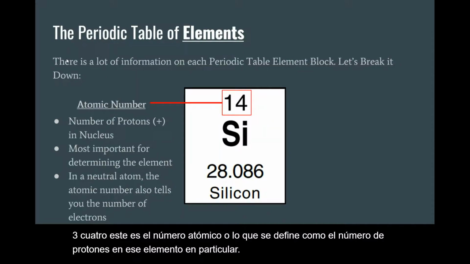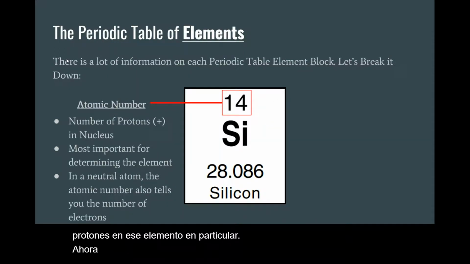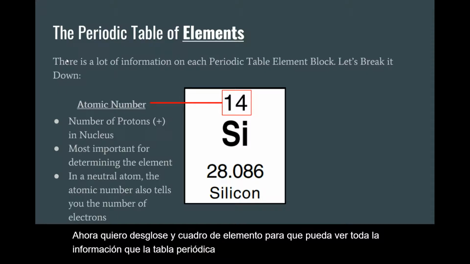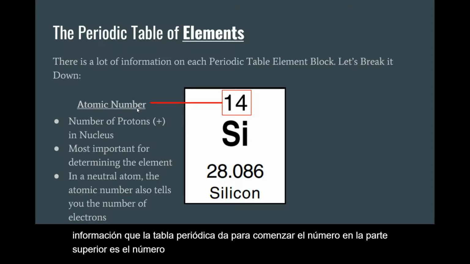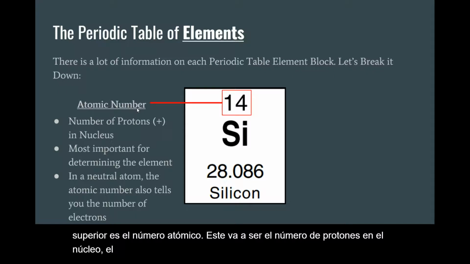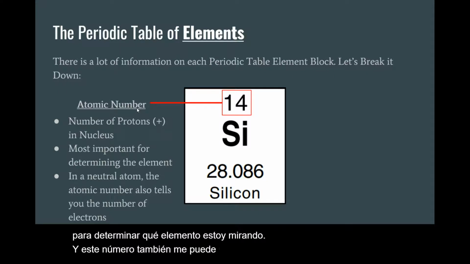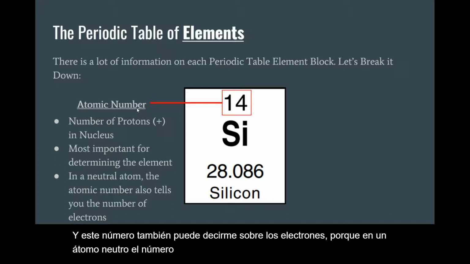Now, I want to break down an element box so that you can see all the information that the periodic table gives. To start off, the number at the top is the atomic number. This is going to be the number of protons in the nucleus, the number of positive charges. This is the most important number for determining what element I'm looking at. And this number can also tell me about the electrons, because in a neutral atom, the number of protons and the number of electrons is the same.